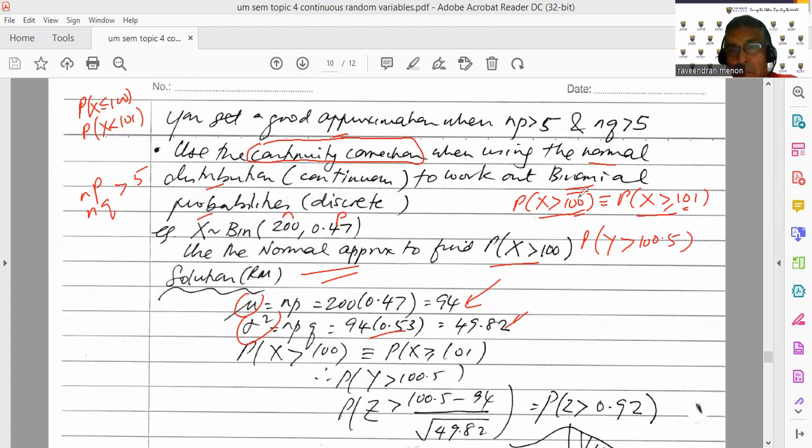The midpoint of 100 and 101, 100 plus 101 divided by 2, like I showed you earlier, you get 100.5. So now you're ready to start.